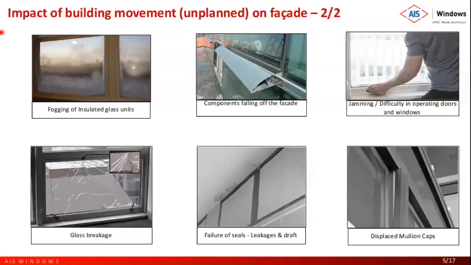are not designed for those movements, then the failure of seals happens, which causes leakages and draft. The displaced mullion caps. So this is a very common sight. Whenever you see a capped curtain wall, you see the cap of the curtain wall falling off or getting disengaged.